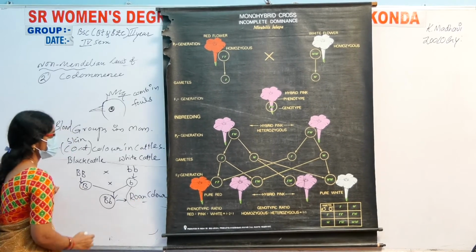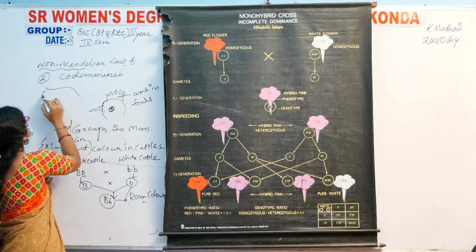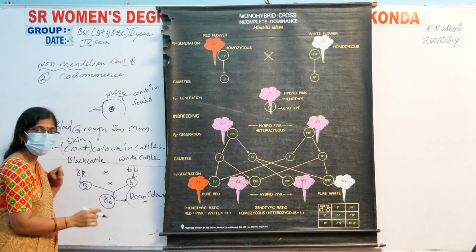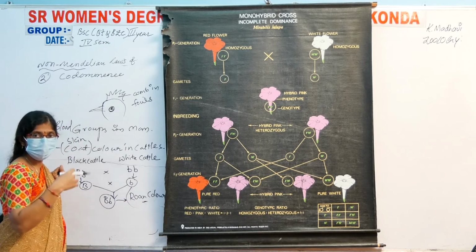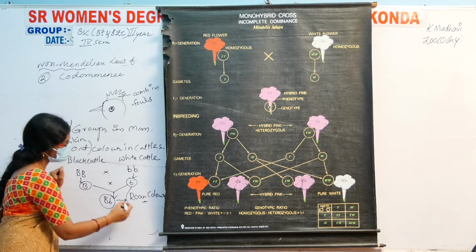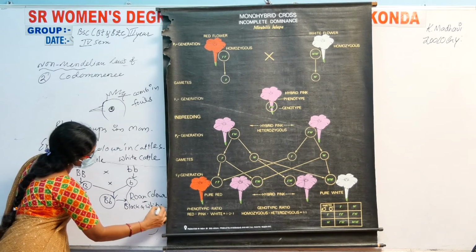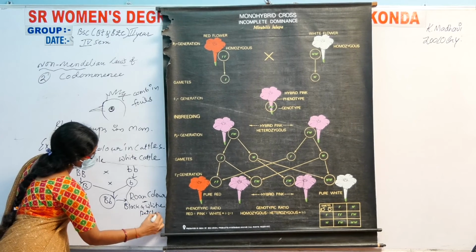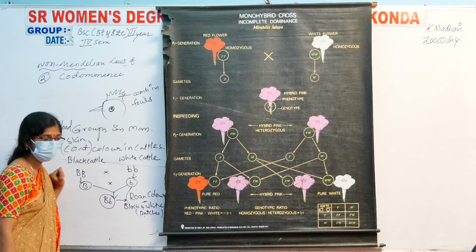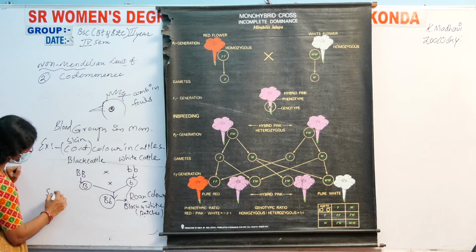Cattle with a roan color is produced. Just imagine a cattle containing a roan color, where black patches appear on the roan color, and black and white patches are present on their body. Next, the self-cross in the F1 generation.